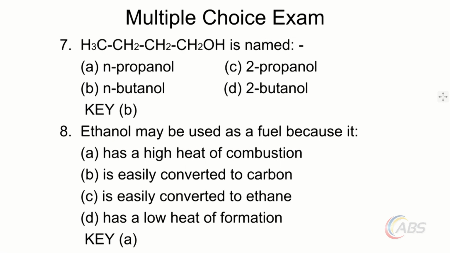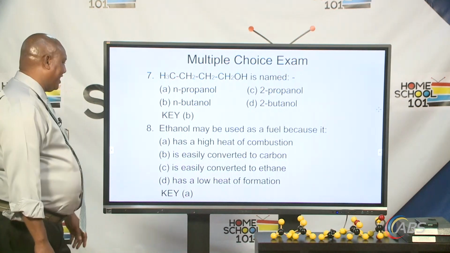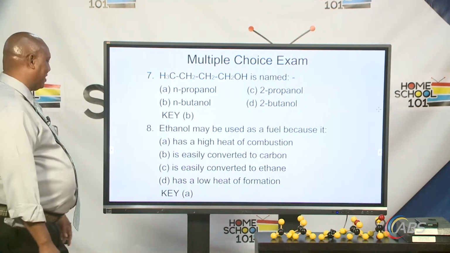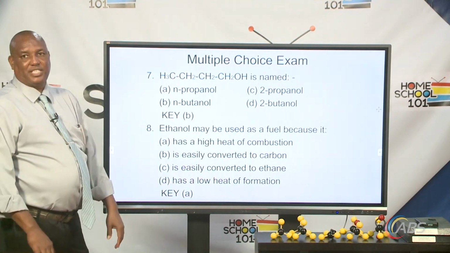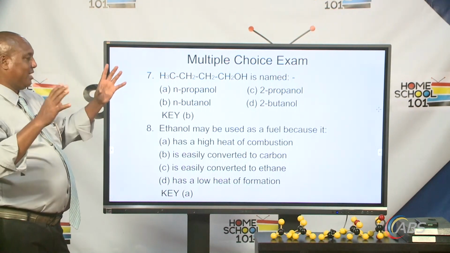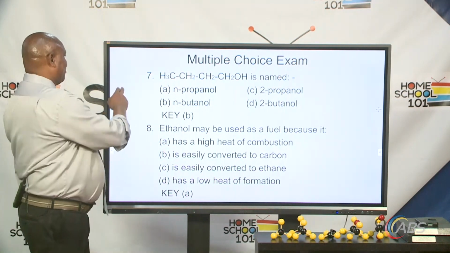Ethanol may be used as a fuel because it A, has a high heat of combustion, B, is easily converted to carbon, C, is easily converted to ethane, D, has a low heat of formation. Answer is obviously A, has a high heat of combustion. We said that the delta H is negative, it's an exothermic reaction, so we use it as a fuel.